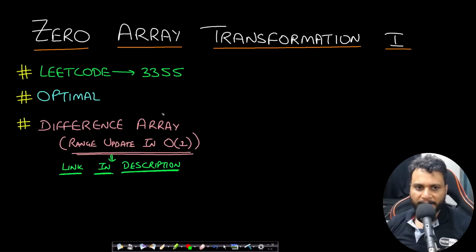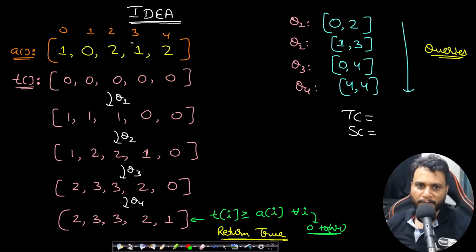Now let's look at an idea which will help us solve the problem. I have already told about this idea. We will be taking an array of size 5, and I am taking 4 queries. I will be taking a transform array which will start with all zeros, of the same size as the initial array, and I will try to increment in all the ranges of the given queries on the transform array. Let's see.